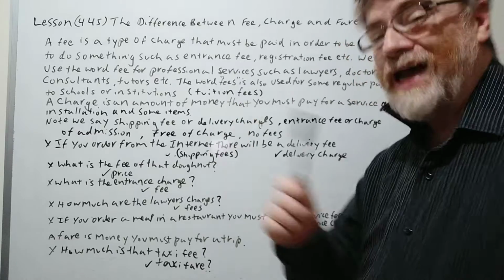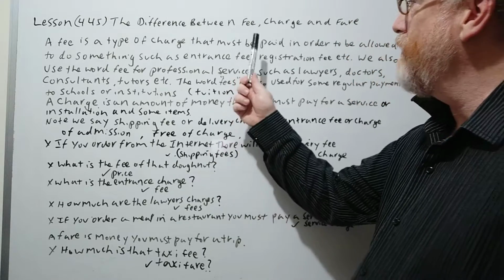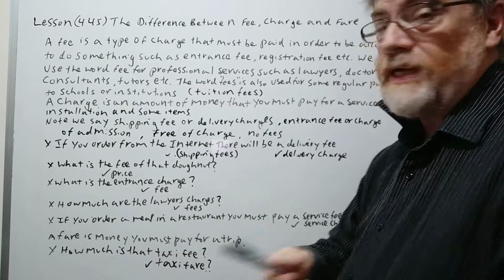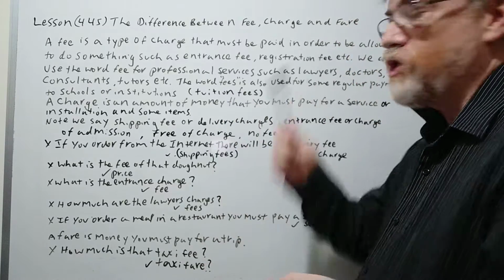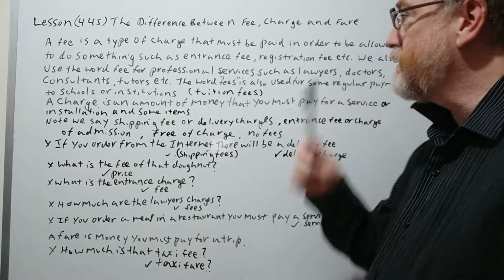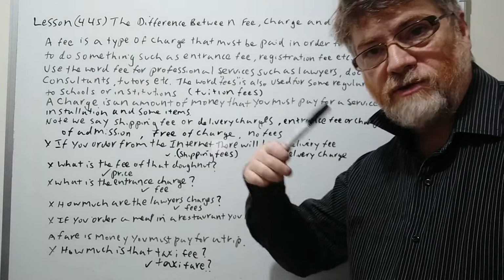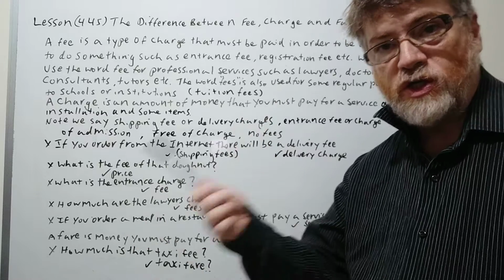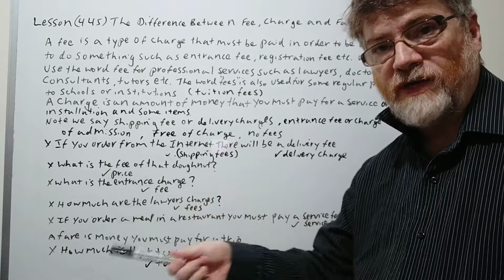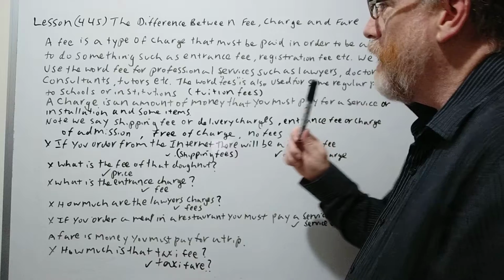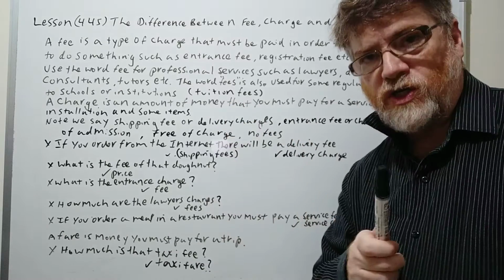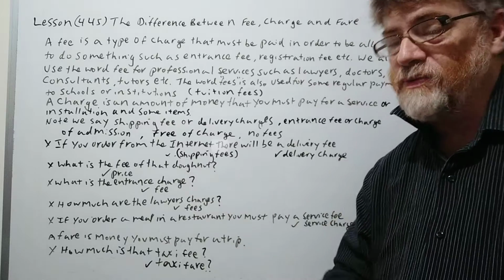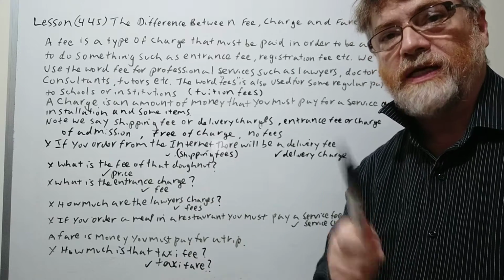A fee is a type of charge that must be paid in order to be allowed to do something, such as an entrance fee, registration fee, etc. So you're paying to be allowed to enter a place, or to be allowed to register. We also use the word fee for professional services, such as lawyers. So we say lawyers' fees. We definitely do not say lawyers' charges. We say lawyers' fees.